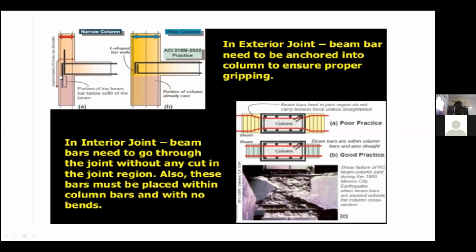Suppose you are providing a narrow beam, what happens? This bar length is more. You look at it, the bar length is more, and you have to take it into the column. So what will happen? Congestion of reinforcement will happen in the column zone.